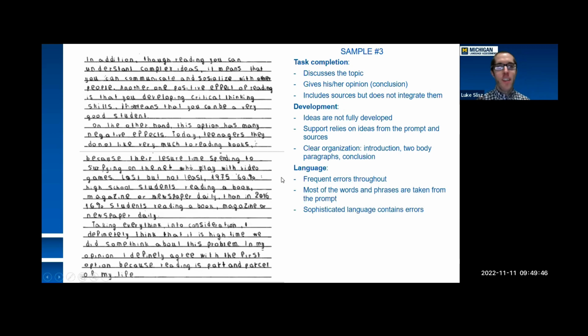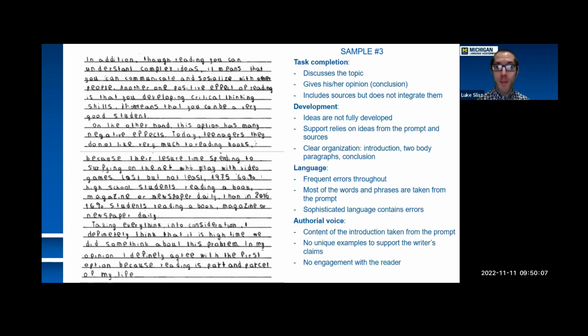The language is a little bit more difficult for the reader to read than the other samples. So there are frequent errors with grammar, and some vocabulary is misused, especially when they try to use more sophisticated language. If you were to go back and look at the first paragraph, you would see that it's basically taken verbatim from the prompt. They're just repeating language from their prompt without including their own voice. So the authorial voice suffers in this response.